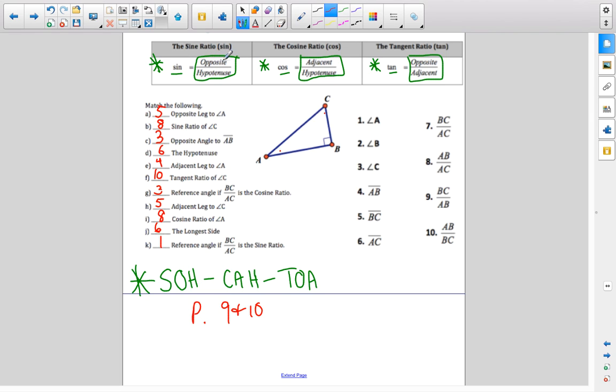You might want to write at the top of the paper the meaning of sine, the meaning of cosine, and the meaning of tangent in your own handwriting. Just the more times you write it, the better off you're going to be remembering it. And don't forget SOHCAHTOA and what it stands for. Sine is opposite over hypotenuse, cosine is adjacent over hypotenuse, tangent is opposite over adjacent.